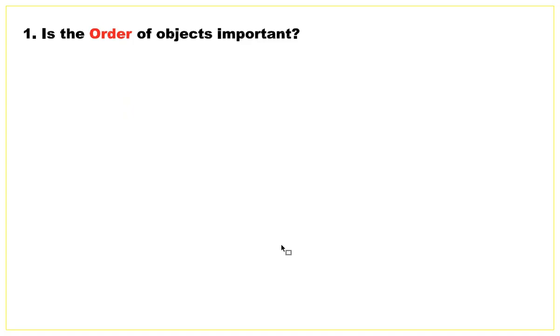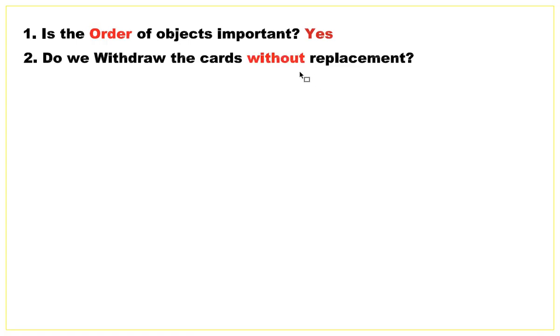And now we have to ask if we can apply the permutation formula. Is the order of objects important? Yes, it is. Every shuffling is going to generate a new order of cards. The second question, do we withdraw the cards without replacement? Yes. Otherwise, the ace would be repeated many times, which is physically not possible. So yes, we are shuffling, or withdrawing, without replacement.